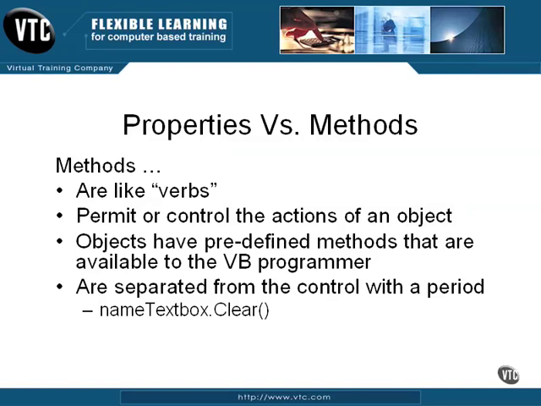When using them in code, they look similar to a property in that they are separated from the control with a period or a dot. For example, name textbox.clear. In this example, name textbox is the control name, and clear is the method. What clear does in this case is delete the contents of the text box.